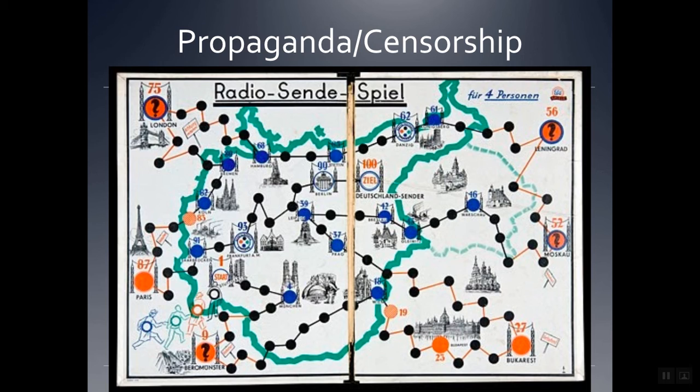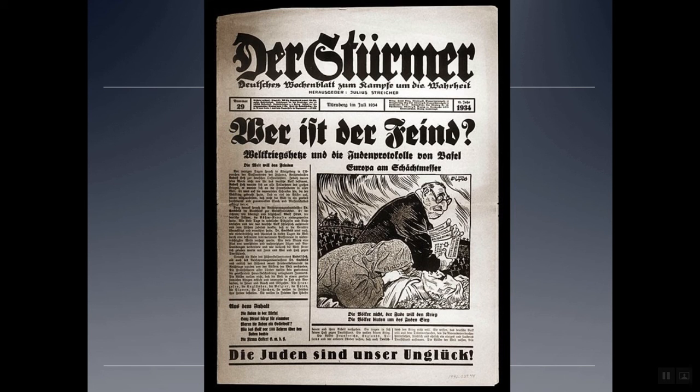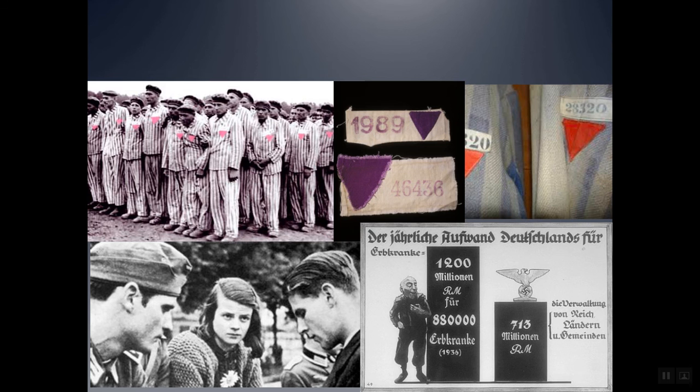This is a game where pretty much you were encouraged to just listen to state radio stations, which were pretty much like the radio stations that were controlled by Hitler. And if you went to the ones that were not, then you would lose points. This is Der Stürmer, which was a newspaper ran by Julius Streicher, and you're going to actually look at a source by him in the packet. This newspaper just raged against the Jew. And this is a popular, well-read newspaper in Germany.